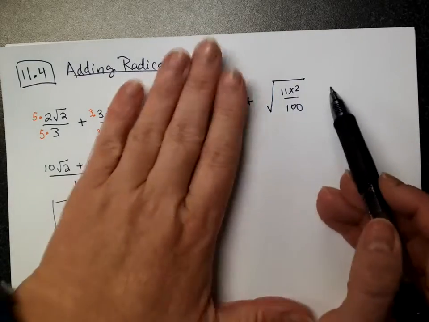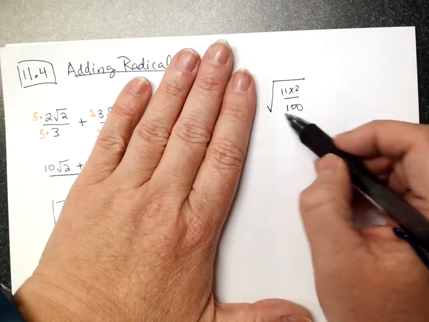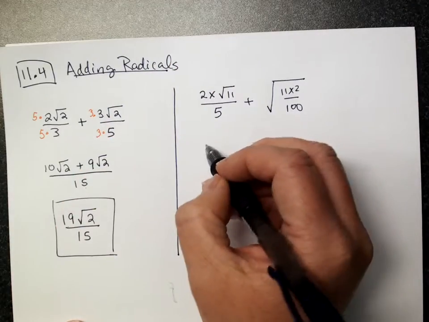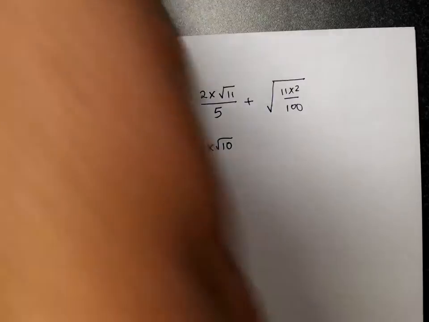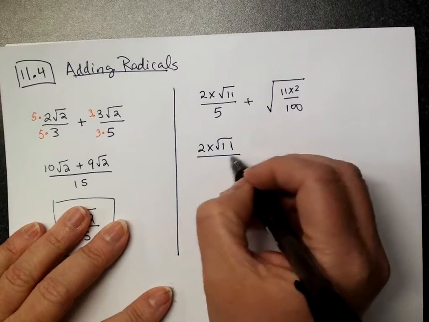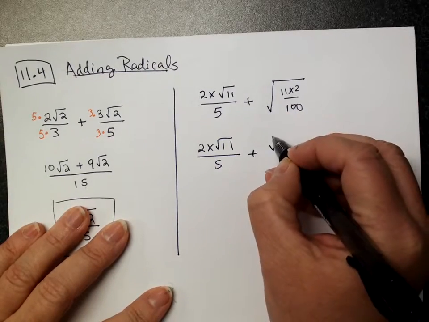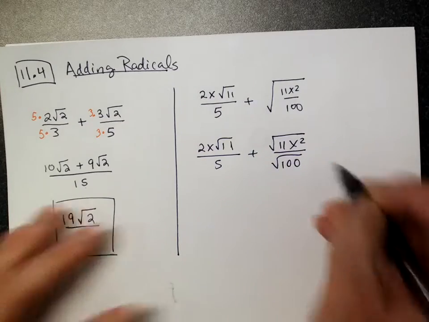Just like if I had just given you this and said simplify, this is from the last class, break it up into 2. So we'll just drag this along, 2x square root of 11 over 5 plus square root of 11x squared over square root of 100.